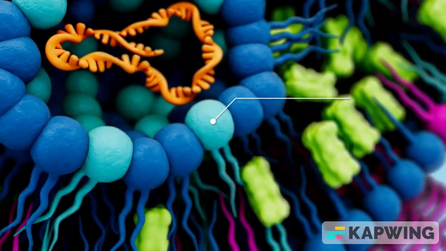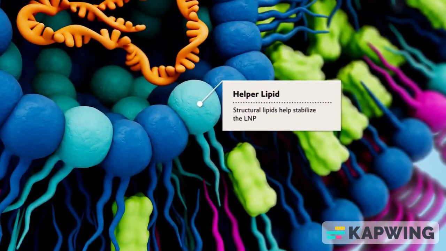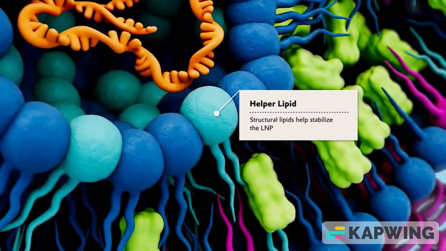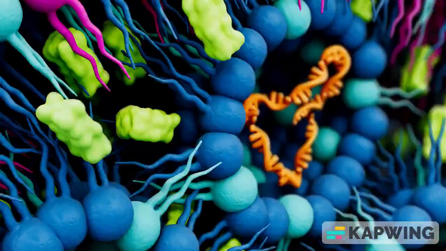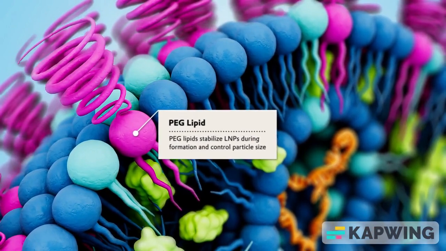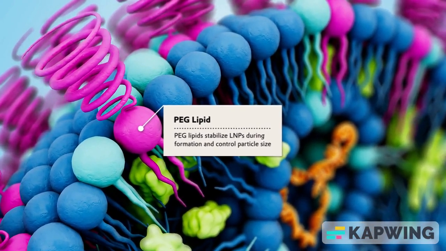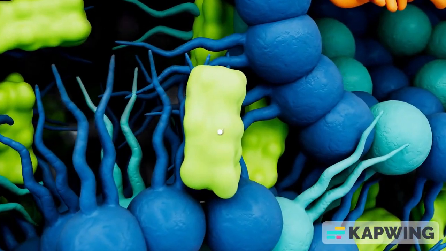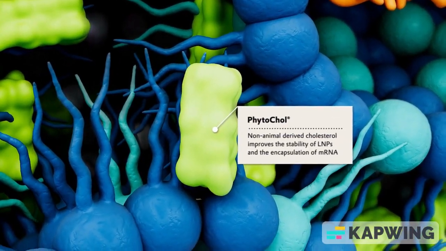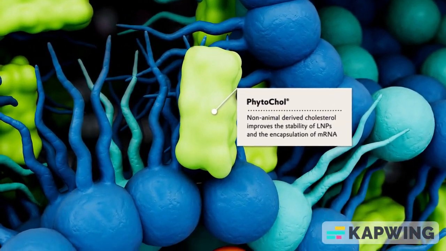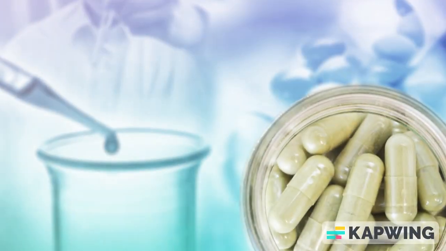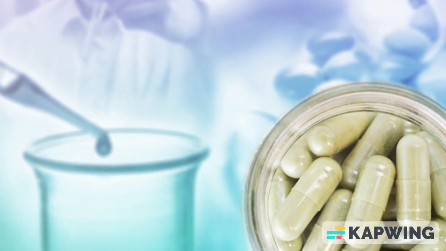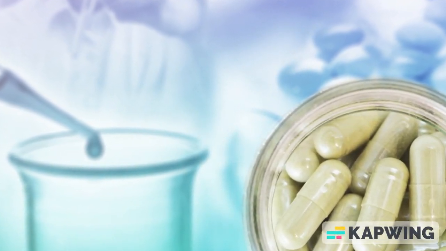Helper lipids, like phospholipids, form a lipid bilayer that mimics the cell membrane for fusion. PEG lipids, or polyethylene glycol lipids, create a protective layer, avoiding immune detection and extending circulation time. And lastly, cholesterol stabilizes the nanoparticle structure. Together, these components work to protect and effectively deliver fragile therapeutic molecules.